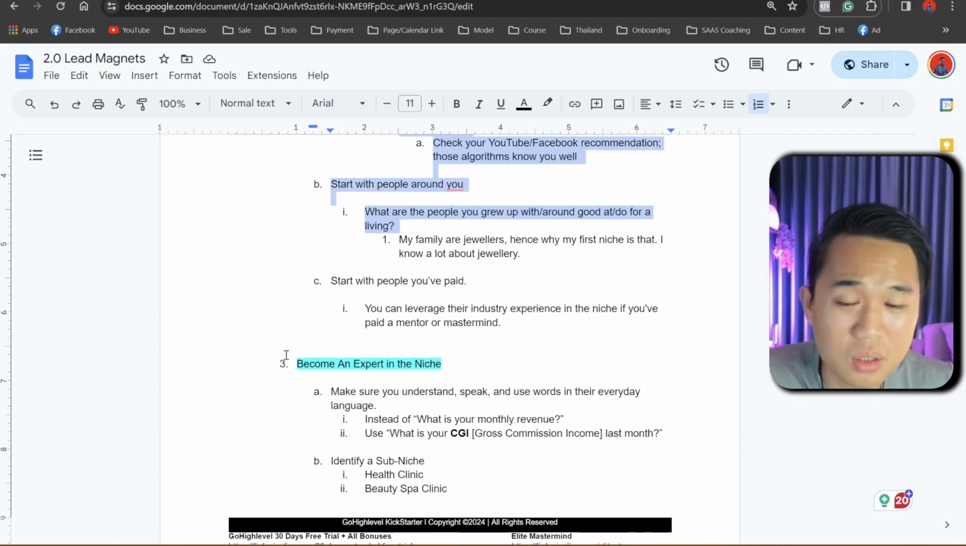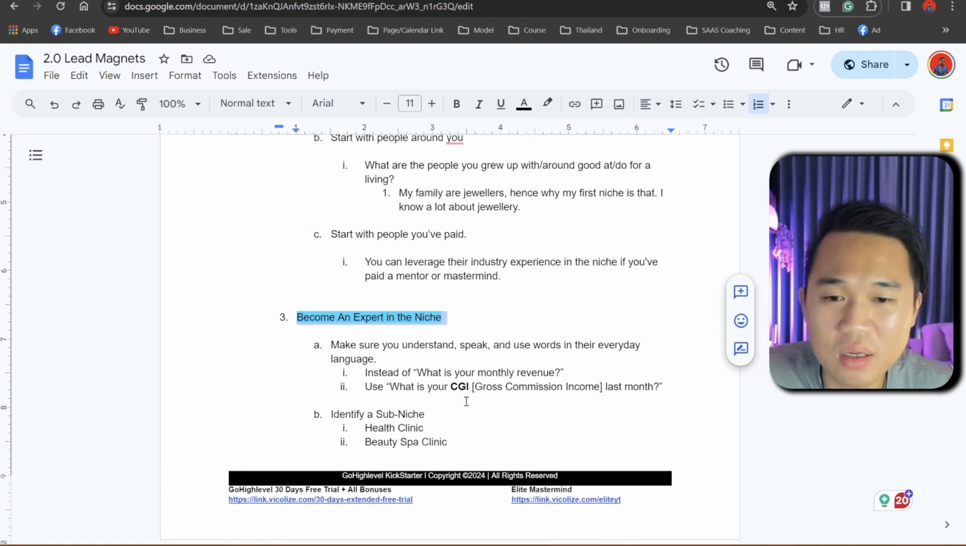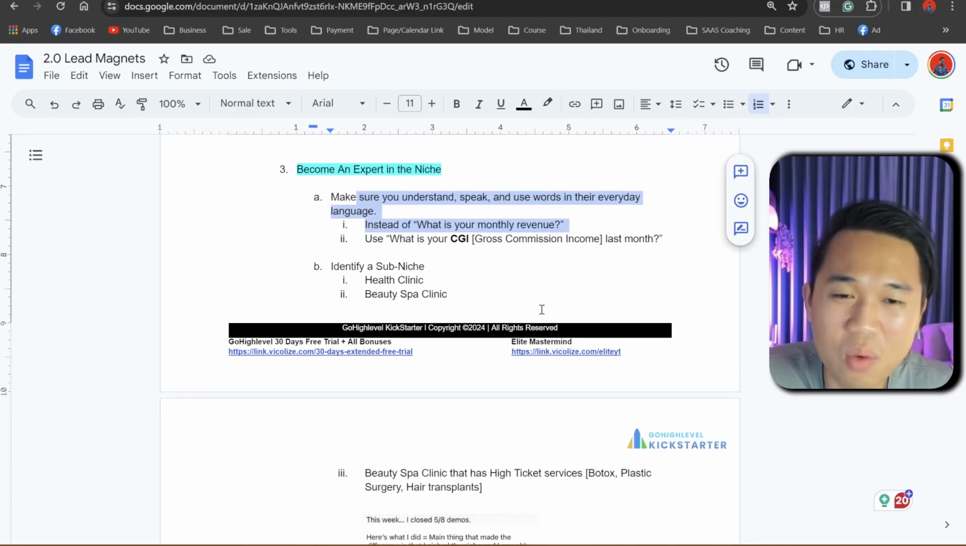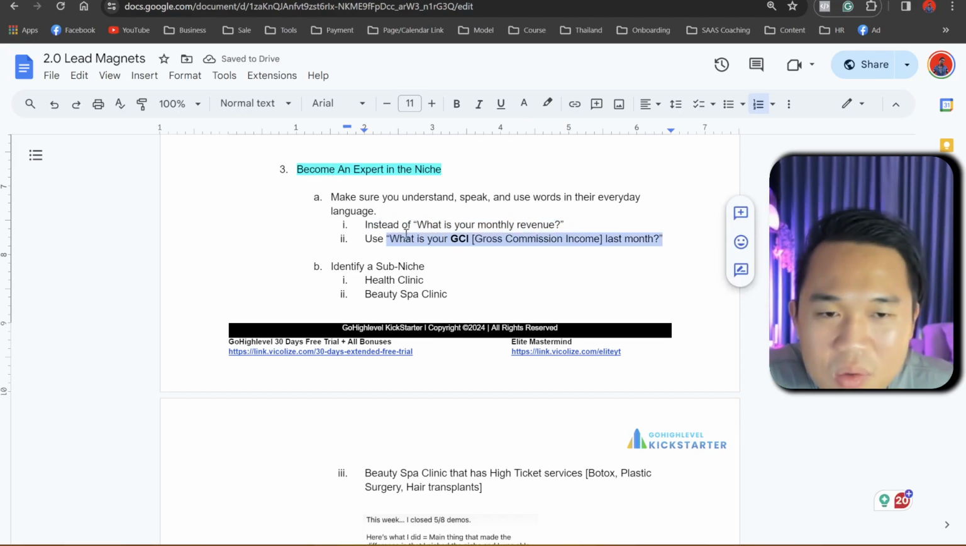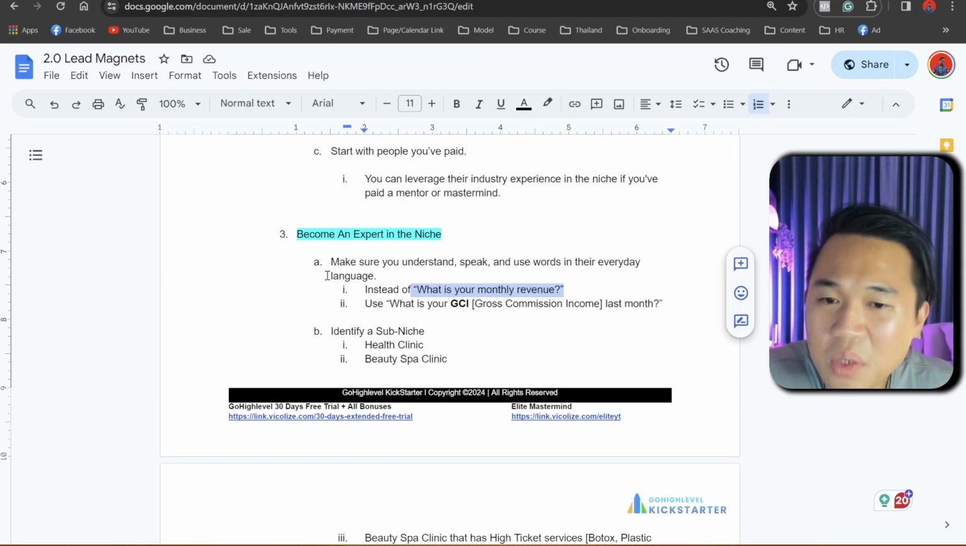Step 3 in terms of picking the market and audience is to make sure that you understand and speak and use their everyday language. Now, what does that mean? So instead of asking a real estate agent what's your monthly revenue, if you use their language, they say, all right, this guy knows what he's talking about, right? You can do that by using language, number one.